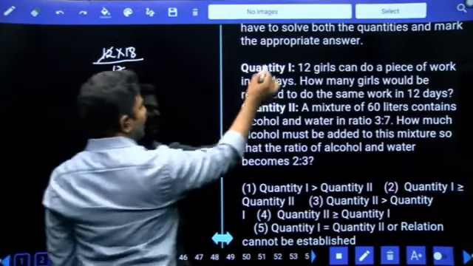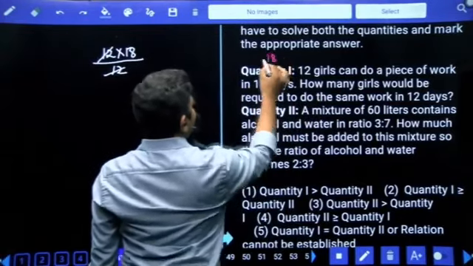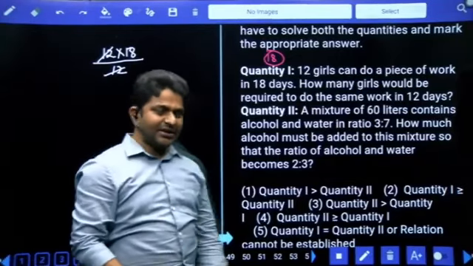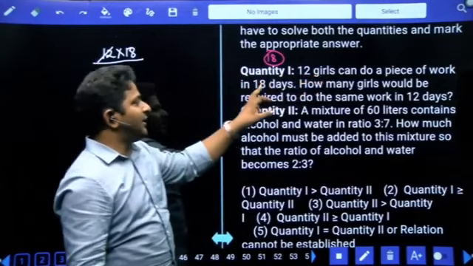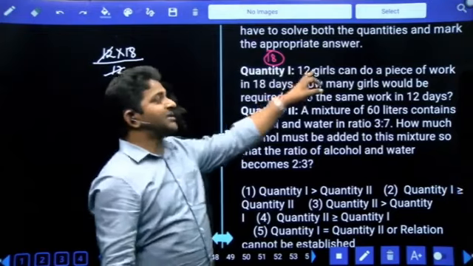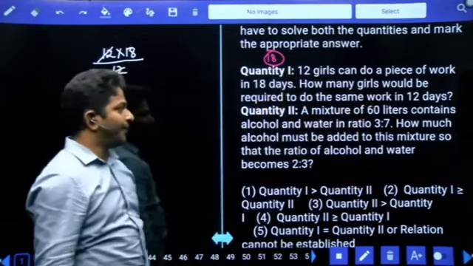12 gets cancelled and it is 18. If you know one rule saying X men can do it in Y days, Y men can do it in X days. If you know that, you don't have to write anything. 12 girls can do it in 18 days. And then 18 girls can do it in 12 days. Your question is for 12 days, then 18 girls are required.